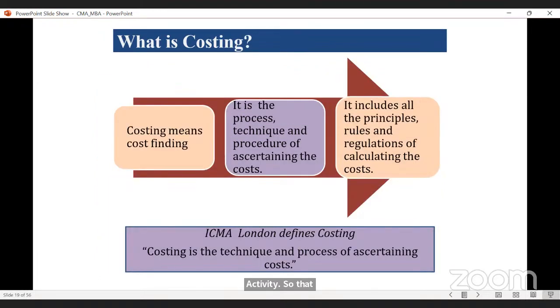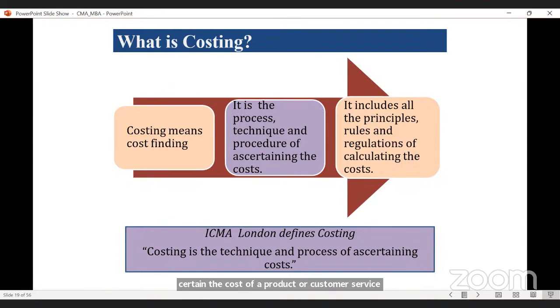Now, just tell me what is costing. We are discussing cost accounting, costing, as well as cost accountancy. Again, three basic terms are there. So what is costing? Please remember, whenever we are talking about costing, it is a particular method, technique, or procedure through which we are able to ascertain the cost of a product or the cost of a service.